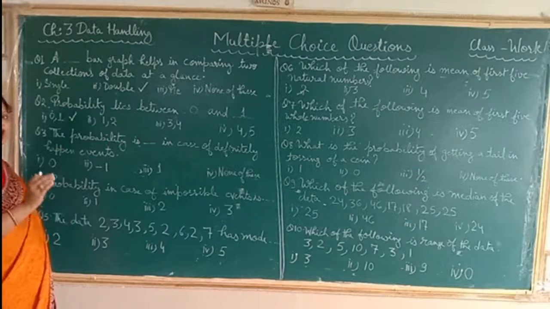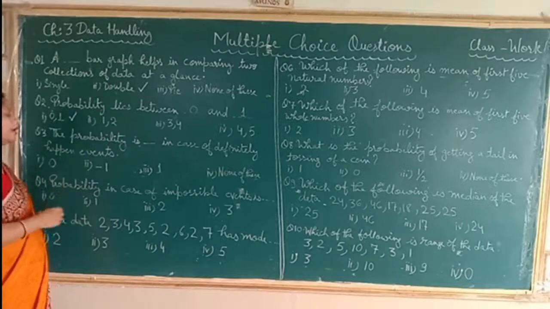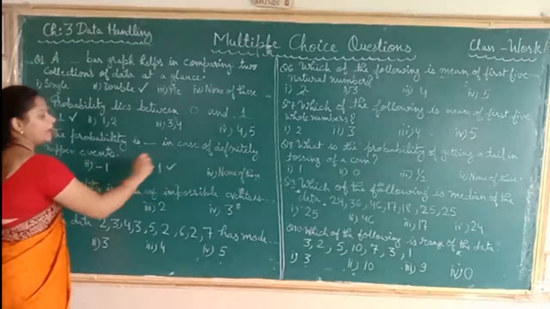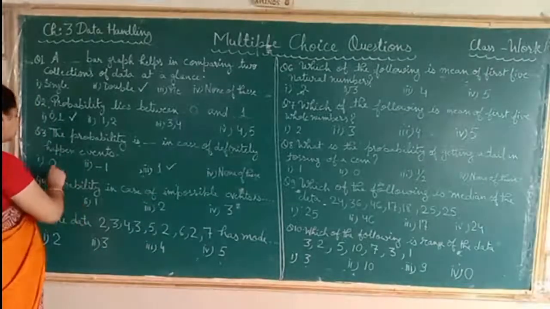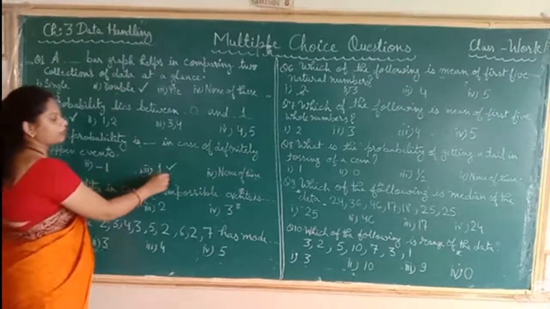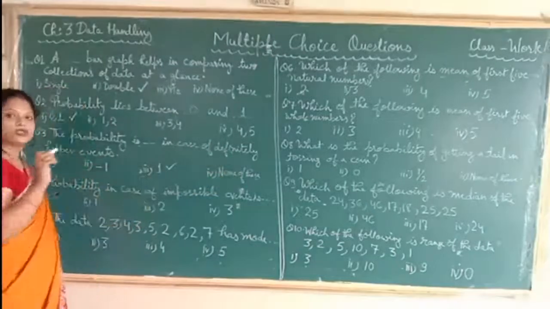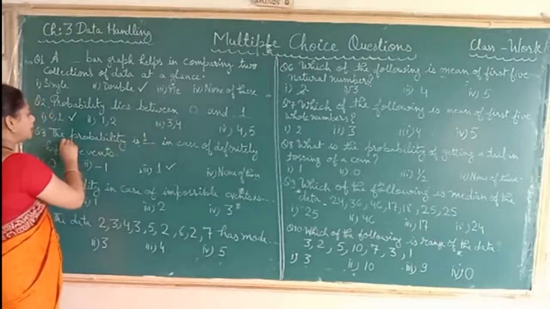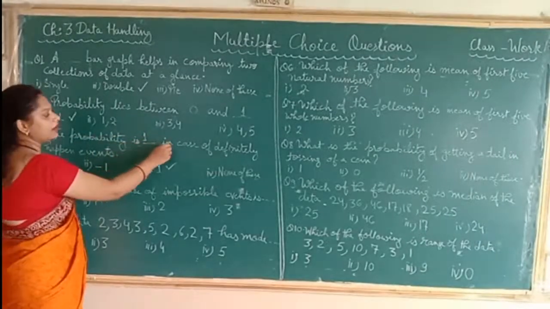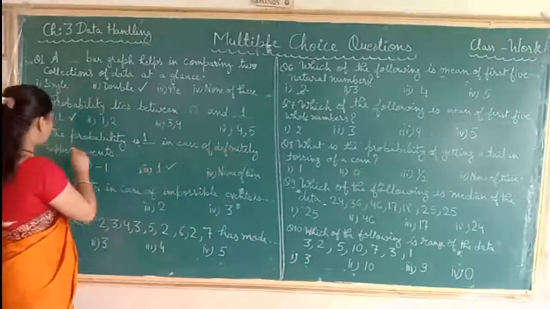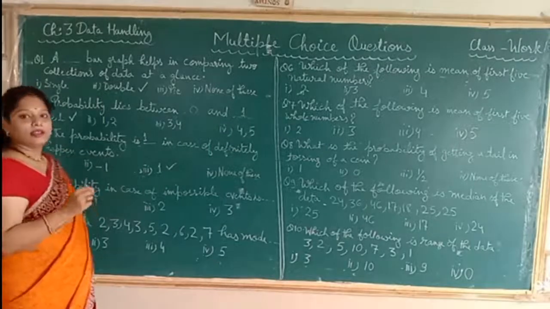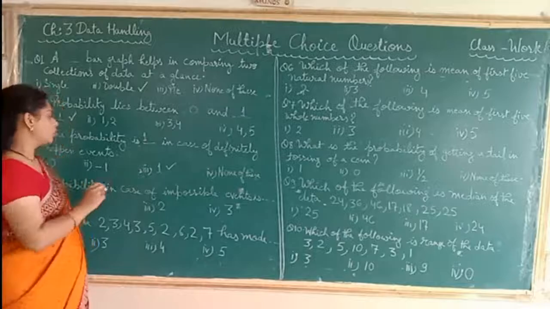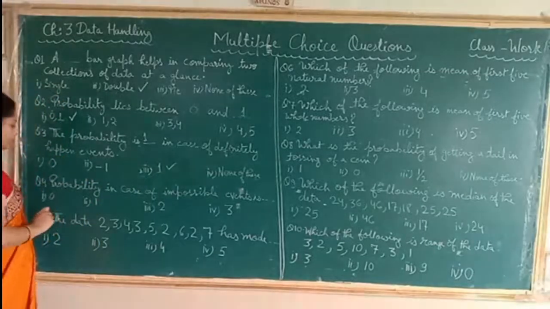If something has to happen definitely, then the probability will be 1 here. But we have been given 4 options: 0, -1, 1 and none of these. So the correct option is option number 3, 1. Probability is 1 in case of a definitely happening event. If we are sure that the event has to happen, then its probability will be 1.